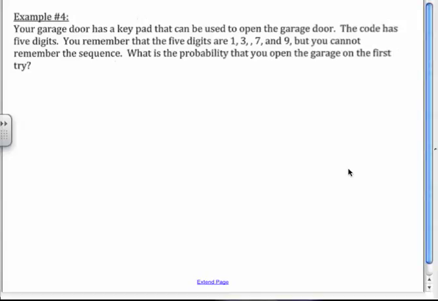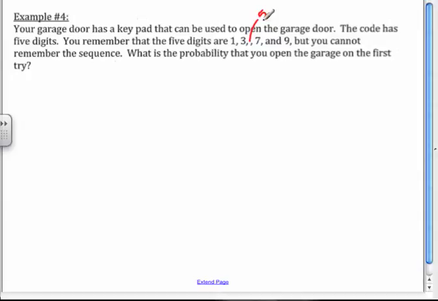Okay, guys, now in example number 4, it says your garage door has a keypad that can be used to open the garage door. The code has 5 digits. You remember that the 5 digits are 1, 3, and guys, that should say between these two commas here, I don't know how it got deleted, but it should say 5 there. So it's 1, 3, 5, 7, and 9. Okay? But you can't remember the sequence. What is the probability that you open the garage on the first try?